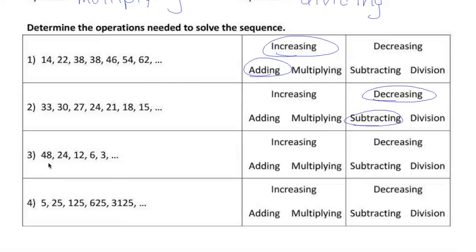Okay, if we look at number 3, the numbers are decreasing, and they're decreasing by a lot. We go from 48 to 3 very quickly, so that's going to be division. And if we look at number 4, the numbers are increasing, and it's increasing by a lot. We go from 5 to 3,125 very quickly, so it's multiplying.